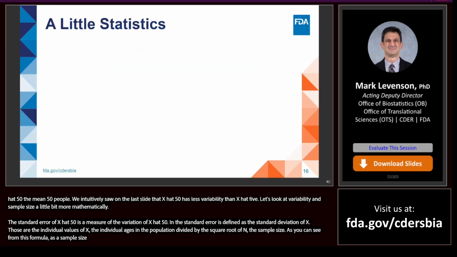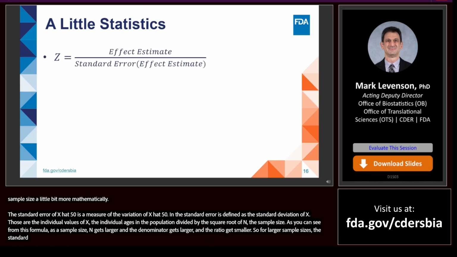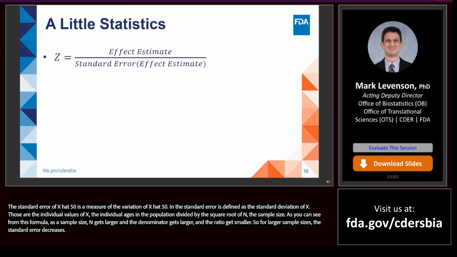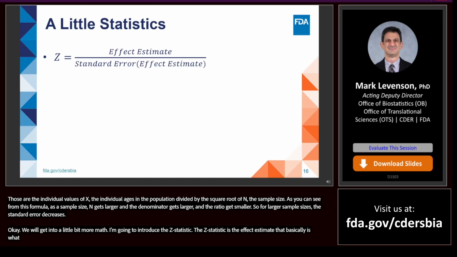Okay, we're going to get into a little bit more math. I'm going to introduce the Z-statistic. The Z-statistic is the effect estimate, so that's basically what you're trying to estimate, like the effect of a drug, over the standard error of the effect estimate. So this is an estimate over a standard error. It's basically a signal to noise quantity.